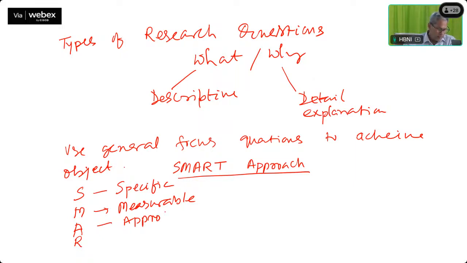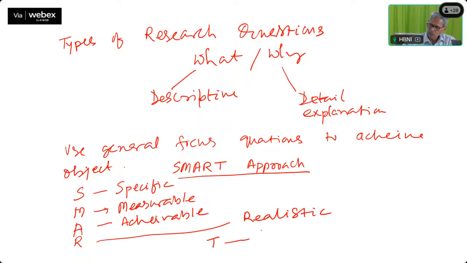M, A, sorry. A is achievable. And R is realistic. And T is timely. So when you are creating a research question for your research topic, you must follow this approach, SMART approach.